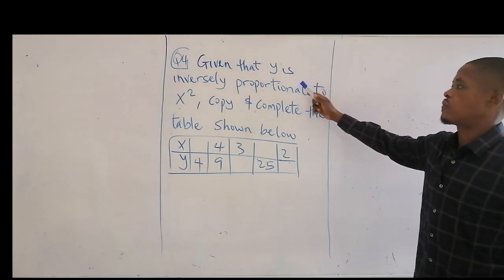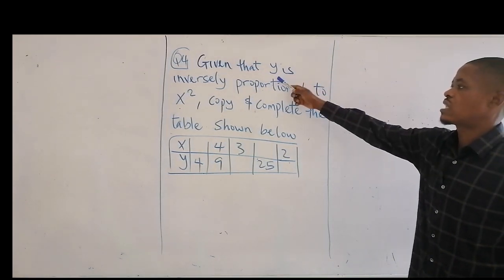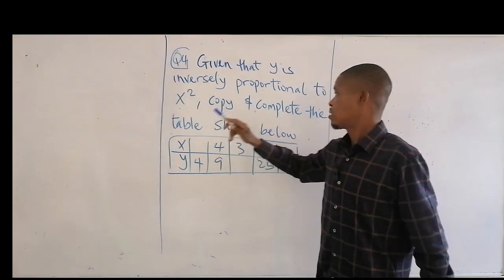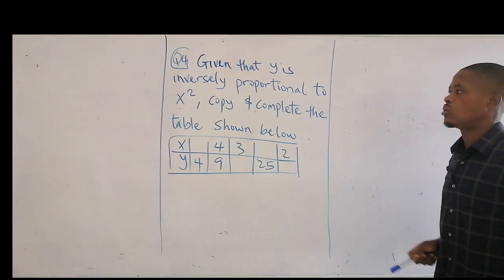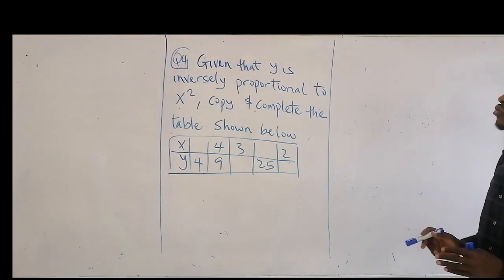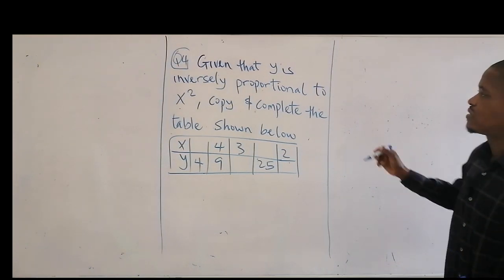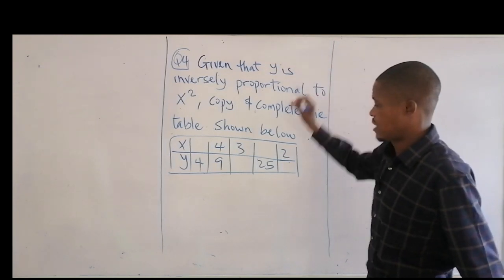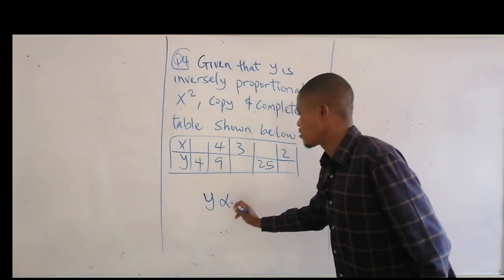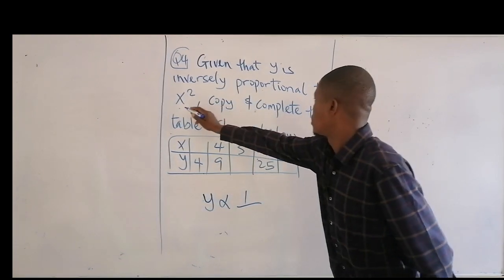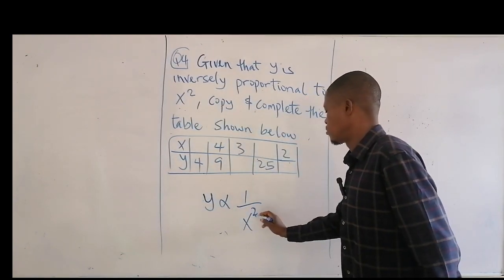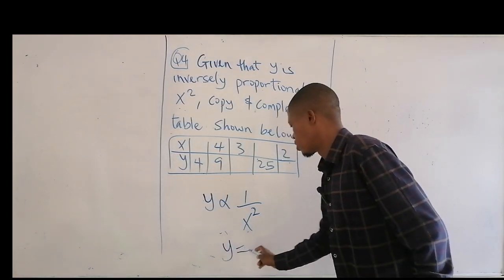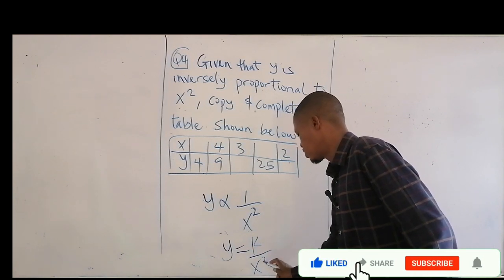The next question, question 4. Given that y is inversely proportional to the square of x, copy and complete the table shown below. The first thing to do now is to write these statements as a mathematical expression. y is inversely proportional, that is 1 over the square of this variable, and this will be y equals k over x squared.